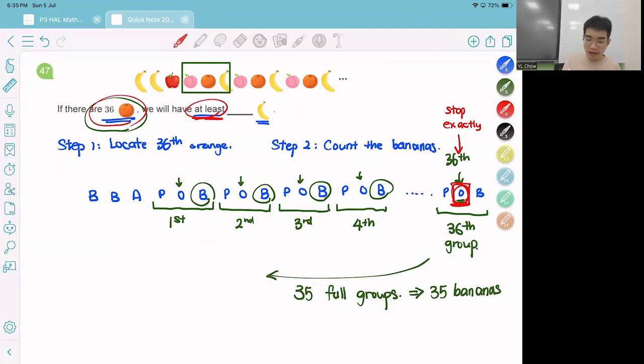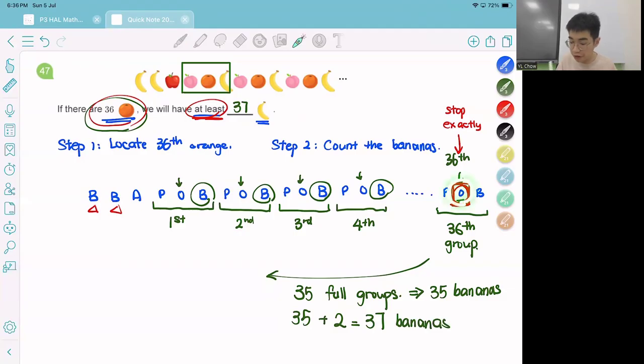Then don't forget, I still have two bananas in front of my distractors. There are two extra bananas. So all I need to do is add these two. 35 plus 2, there will be 37 bananas in front of the 36th orange.